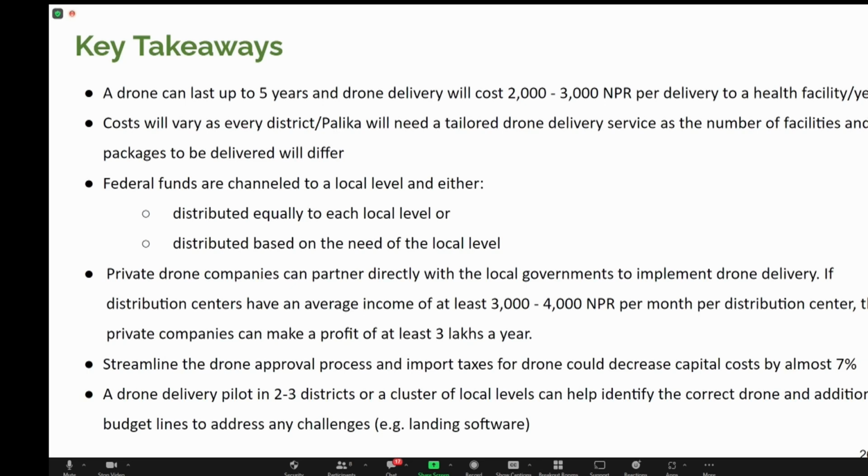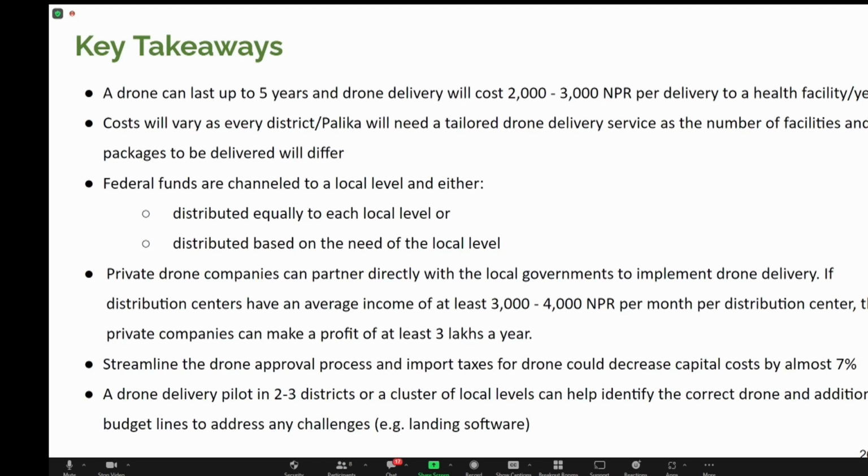When we look at whether private drone companies can partner locally, they can also do it directly with local governments. In this case, we also estimated that if one distribution center has an average profit of at least 3,000 to 4,000 NPR per month per distribution center, then private companies can afford to also make a profit of at least 3 lakhs in a year. And again, this may change based on the district.